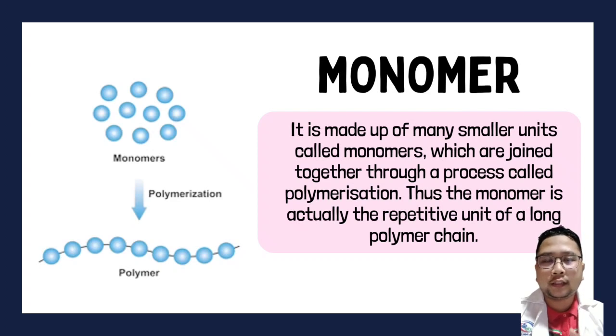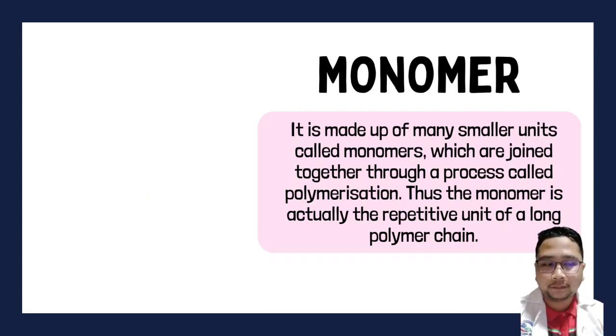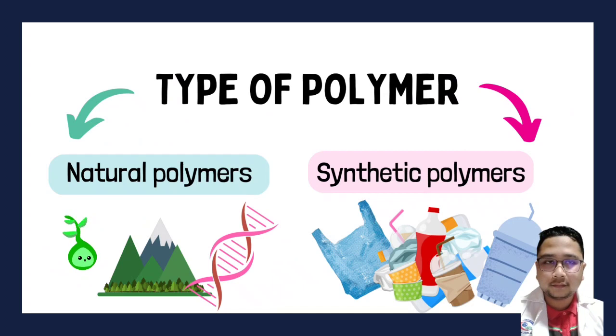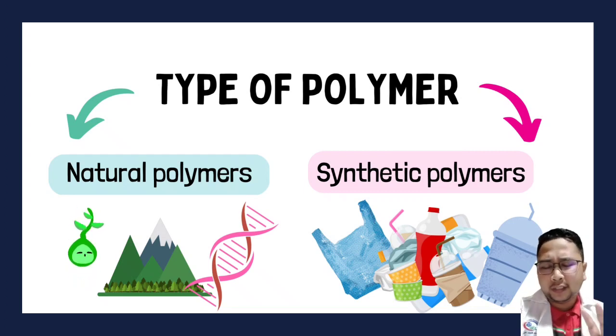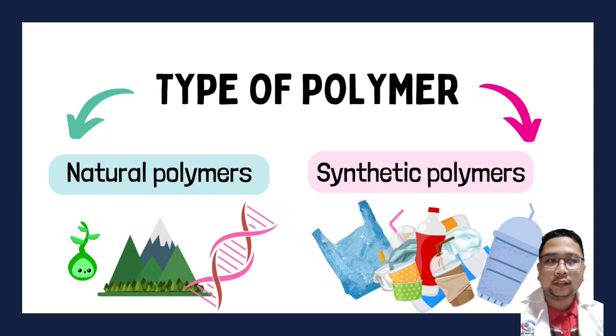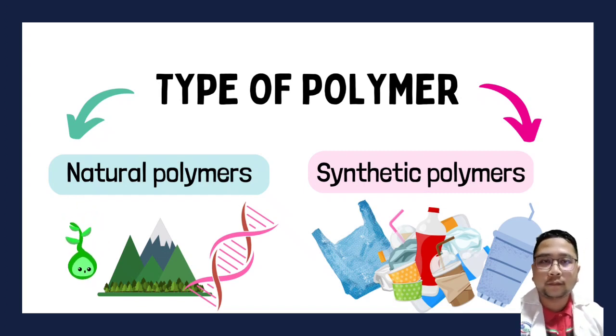Okay, if you can see in the slide, there are many monomer components that combine together to make a long chain of polymer, and the process we call polymerization. Okay, polymer has two types. The first type is the natural polymer, and the second one is the synthetic polymer.